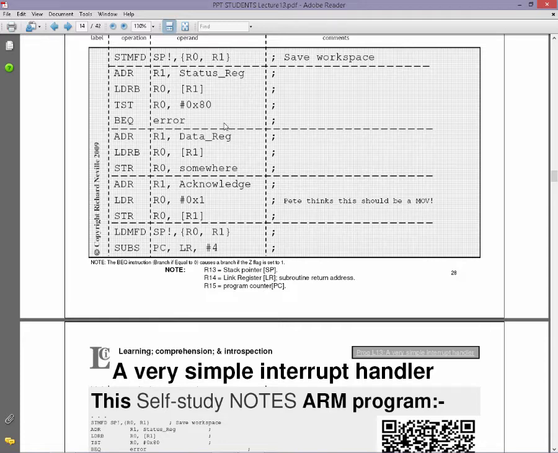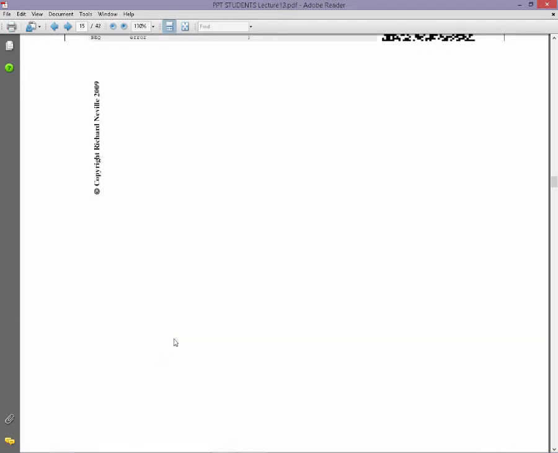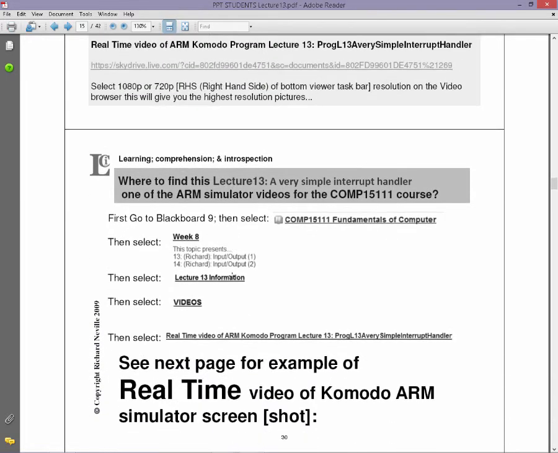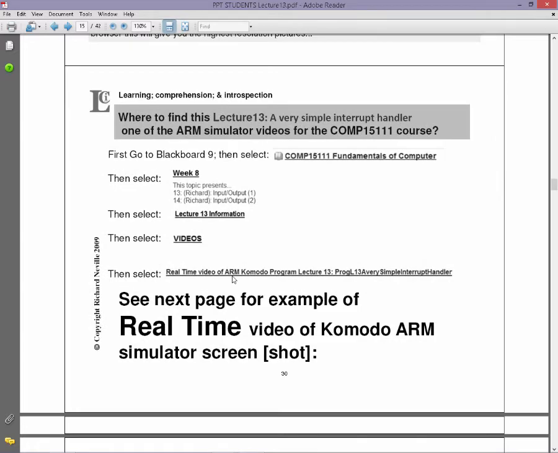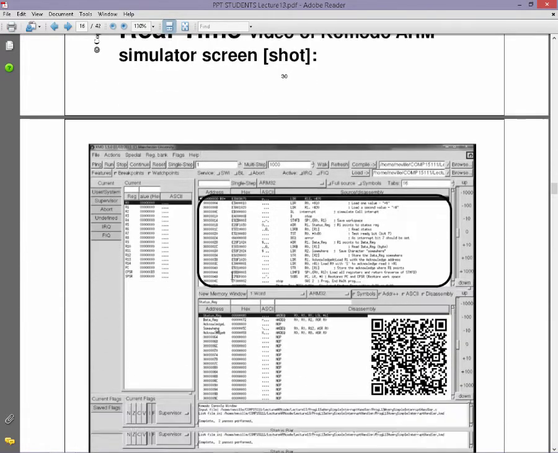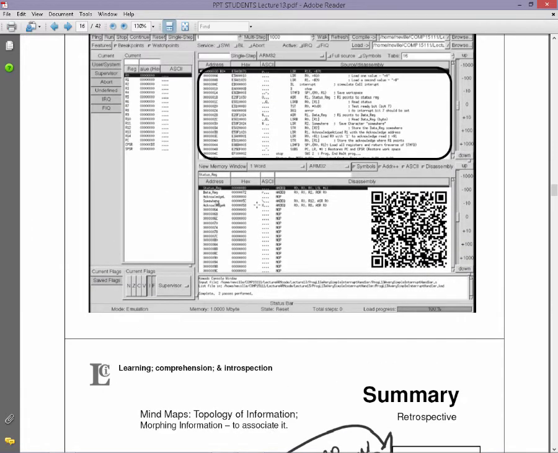The other two here are pointing at demonstrations of that code. So this one here is pointing at a video, and this one is highlighting where you can find it. This one is moving on to a program in Komodo that demonstrates it. So this one here demonstrates.